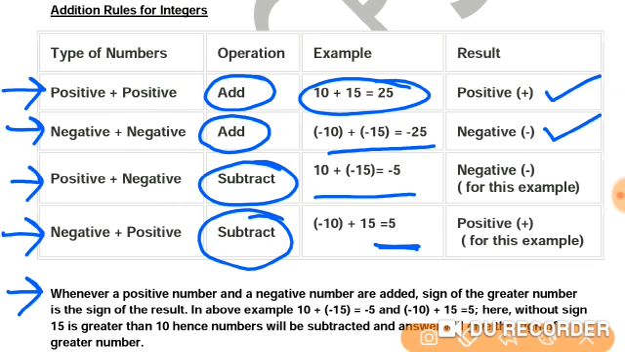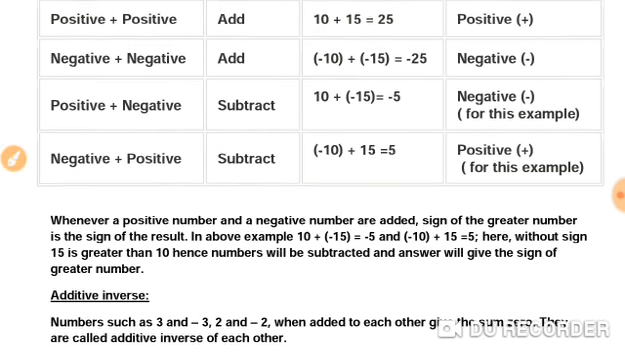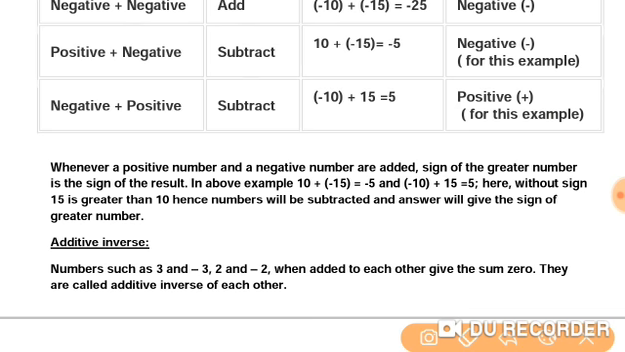So that was addition rules for integers. Now, additive inverse. Numbers such as 3 and minus 3, 2 and minus 2, when added to each other give the sum 0. These are called additive inverses of each other. For example, 3 plus minus 3 is equal to 3 minus 3, which is equal to 0. So they yield 0 when added, so they are additive inverses of each other. So the additive inverse of 3 is minus 3, right? It is the negative sign of 3.